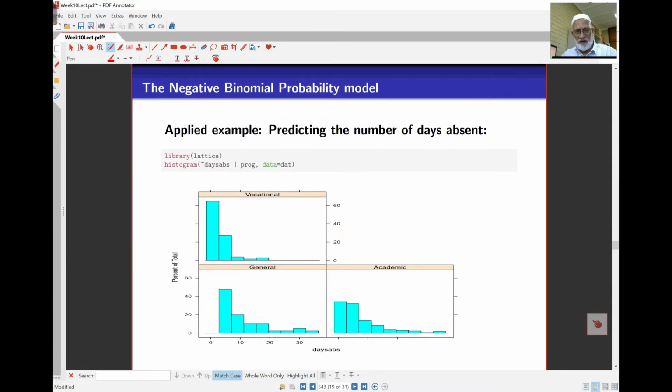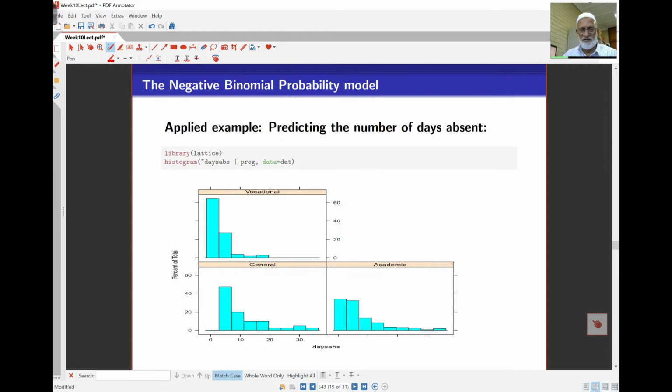Here is a plot of the data, days absent versus program. And you can see that the days absent seems to depend on program. In particular, for general there's a higher absentee rate, and also probably for academic, not so much for vocational over here. Note the commands here. We're going to plot simply days against programs.